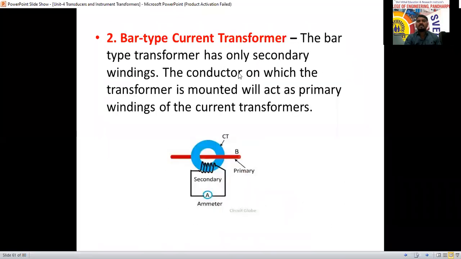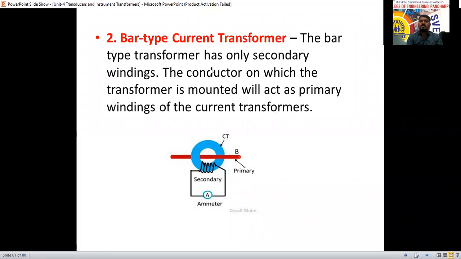Next, the bar type transformer. See here, the power conductor itself we consider as a bar, one rod. On that rod the current transformer is mounted, and the secondary winding is connected to the meter. That is called the bar type transformer.